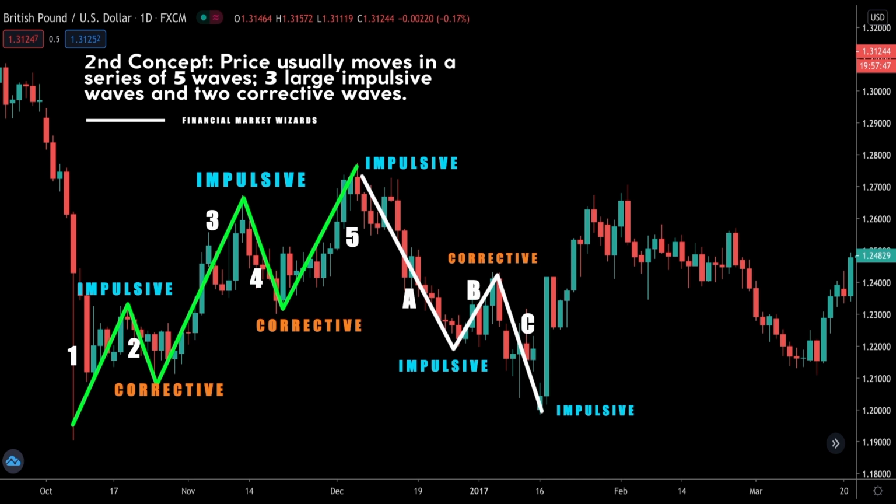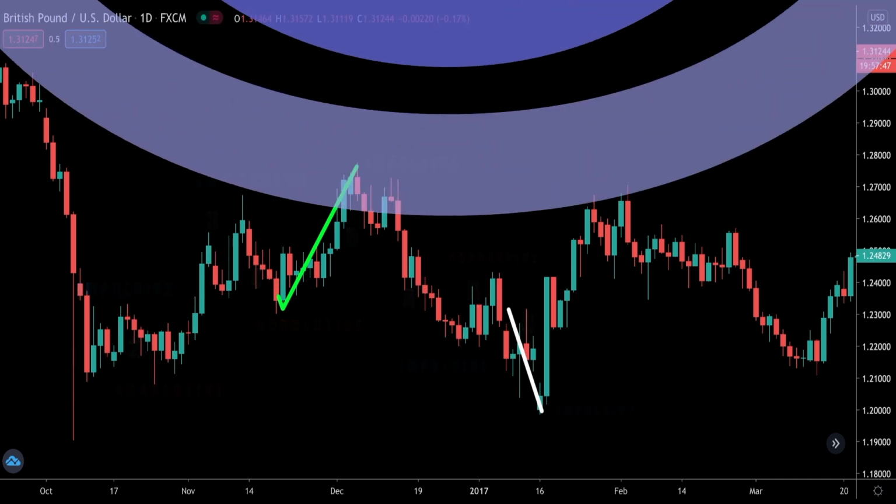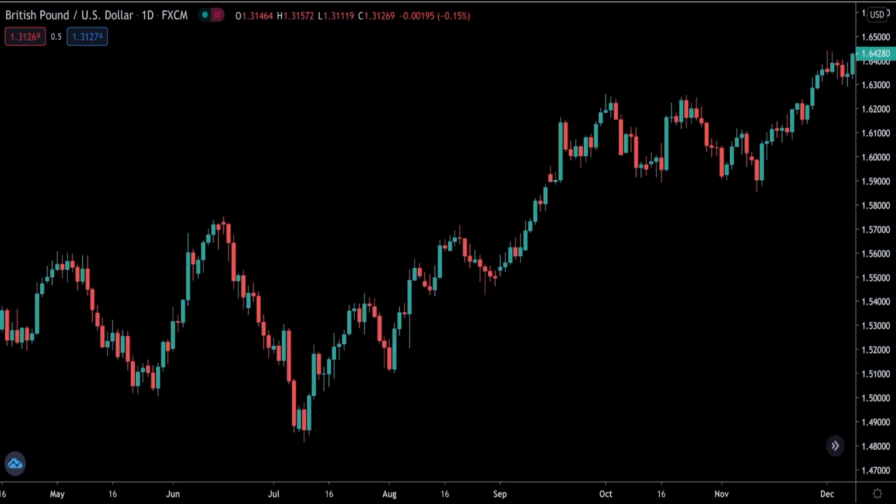One thing to note about this pattern is that they are fractal, meaning that the same patterns happen on smaller time frame and larger time frame. Therefore, there is no perfect time frame that you need to stick to when applying the Elliott wave theory.